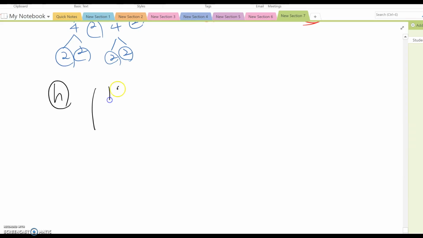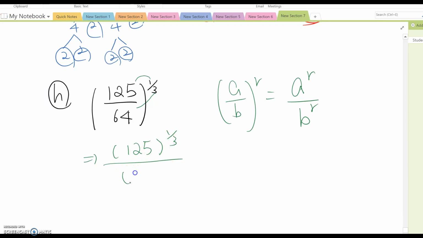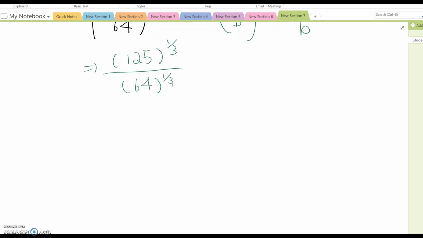H is 125 over 64, to the 1/3 power. Even though this is a fraction form, we do exactly the same thing. And then we also want to apply the property (a over b) to the r equals a to the r over b to the r. So you distribute first and it becomes 125 to the 1/3 power over 64 to the 1/3 power. Next step, prime factorization of each number.